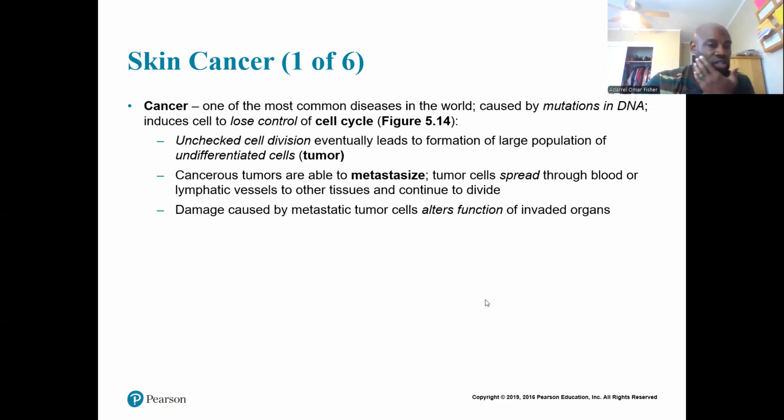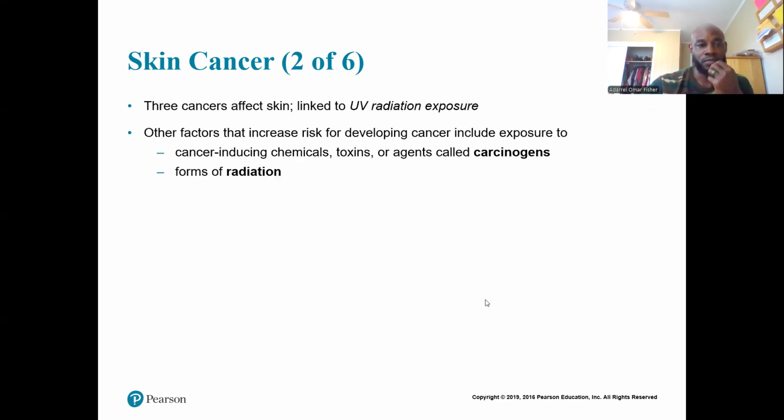Cancer basically is unchecked cell division. So you have cells that are dividing and they form this large population of undifferentiated cells, tumors. These cells are not doing anything that's productive to the body. They're just dividing on their own and forming this lump, so to speak. Cancerous tumors are able to metastasize, and the tumor can spread through your blood, through your lymphatic vessels, to your bone. It can cause all kinds of problems. There are 3 cancers that affect the skin, and they're linked to UV radiation exposure. So that's one carcinogen, one cause of cancer.